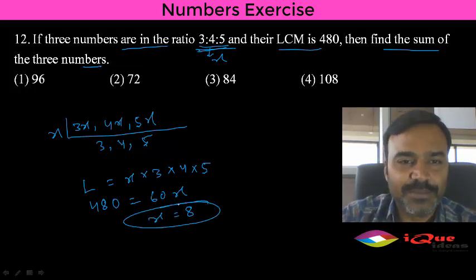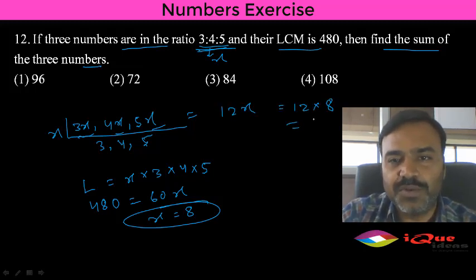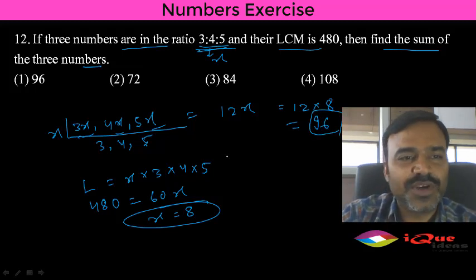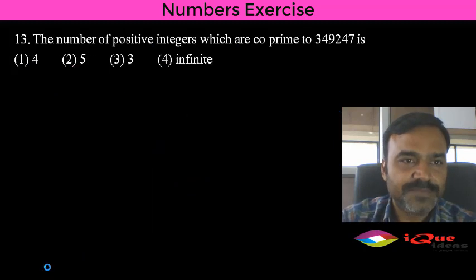Right? So the sum of 3 numbers will be 3x plus 4x plus 5x, that is 12x. You can actually find all the numbers. So it is 12 into 8, which is equal to 96. Okay. So first option is the correct one. Right? So very simple, very easy question.